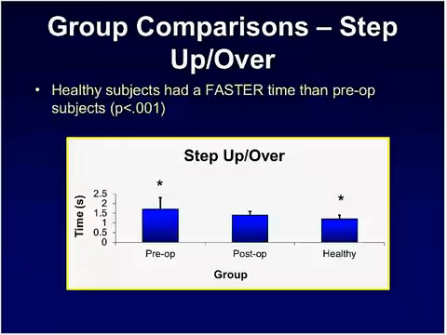To give you an overall picture, if we look at the three groups on bar graphs across the board, for the step up and over looking at time, we can see that there's this relationship where pre-op were slower, post-op were a little bit faster, and then healthy were by far the fastest, with pre-op and healthy being significantly different from each other.